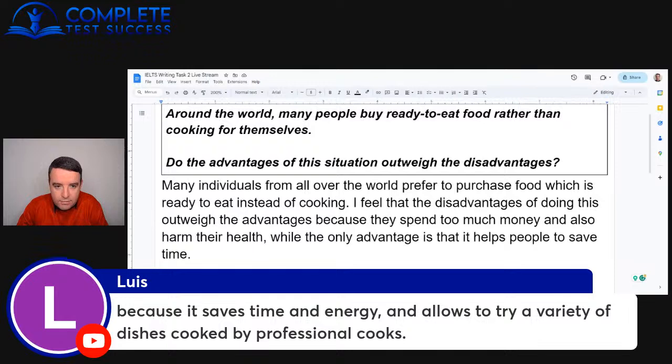And allows them to try a variety of dishes cooked by professional cooks. Absolutely, yeah. So really, you have 3 ideas. They're all relevant. They're all specific. So they're all suitable. But the only problem is you thought you had 2 ideas and you actually have 3. So you're going to make things more challenging.